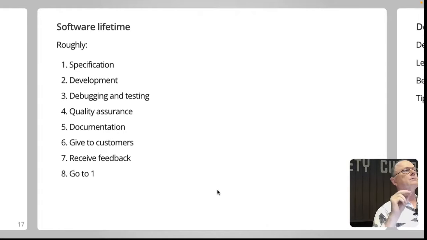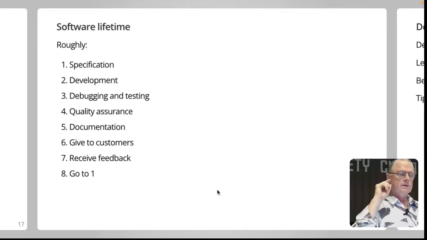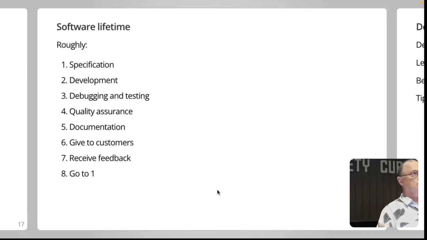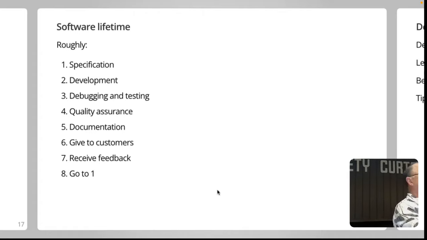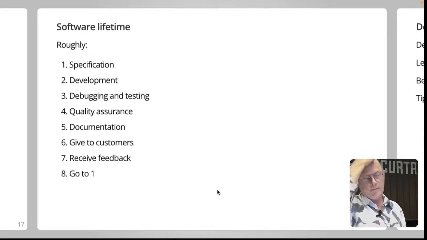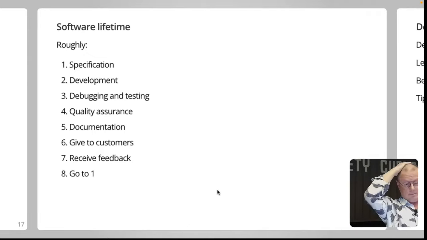Writing a piece of software isn't just writing a piece of programming. You have to specify what you're going to make or what you want someone else to make. Then the coding has to happen. Then you have to debug it and test it and do all the other goody stuff. Then you got to make sure it really honors the specification you have, called quality assurance, that's robust and reliable. You have to document it. Documentation is never appreciated by the people who have to write it as much as it should be.